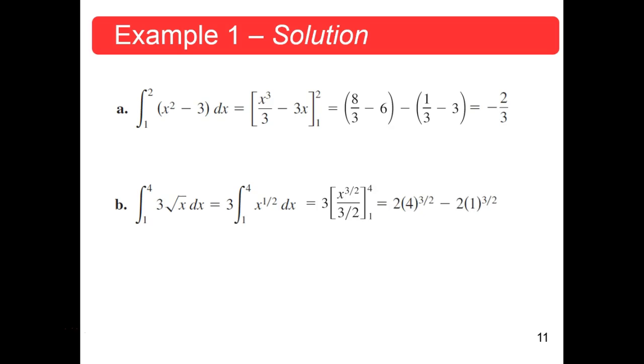Next step, they magically do something very different. Here's what happens. The divided by 3/2 is the same as multiplying by 2/3. The 3 will cancel out, so you have 2 times 4 raised to the 3/2 power minus 2 times 1 raised to the 3/2 power. Okay?